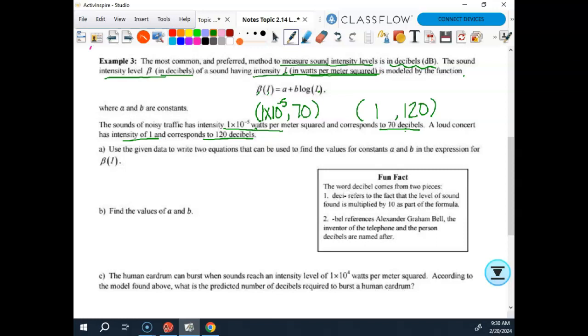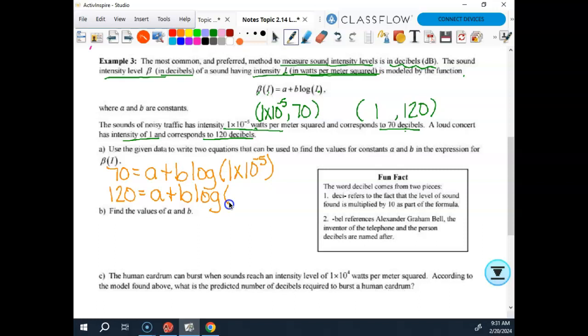I'm going to start with the first ordered pair. My y value, the output, is 70. That's equal to A plus B times the log of 1 times 10 to the negative 5th power. And then my other one is going to be 120 equals A plus B times the log of 1. First step, zero work, you substitute it in.